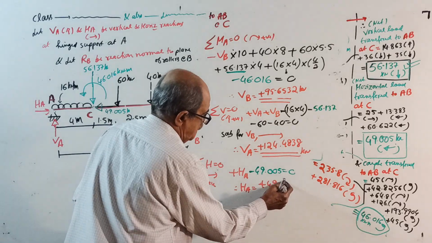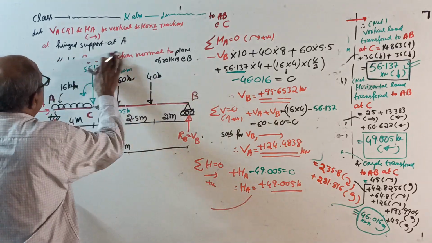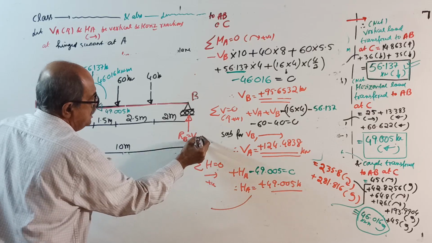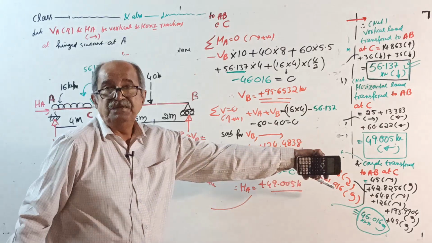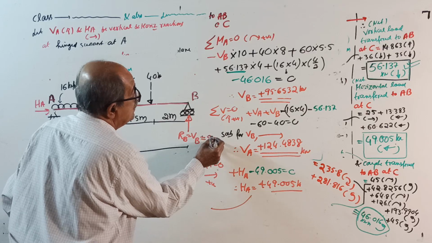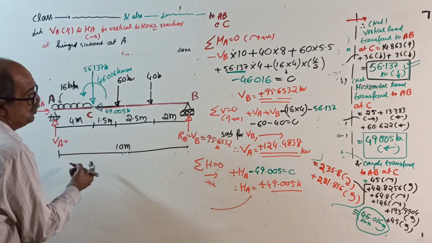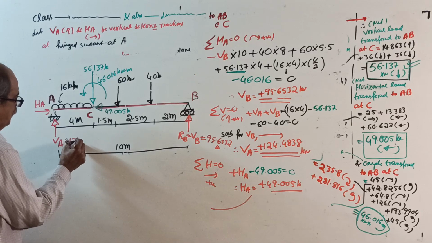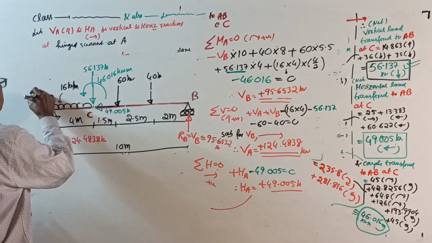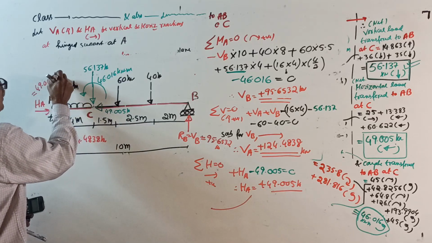plus 49.005 kilonewton. Okay, now, right, therefore, you remove all this here. Write the beam once again and write RB equal to VB, 95.6532 kilonewton. VA is positive, so no change of direction, 124.4838 kilonewton. HA equal to 49.005 kilonewton, no change of sign because all are positive.